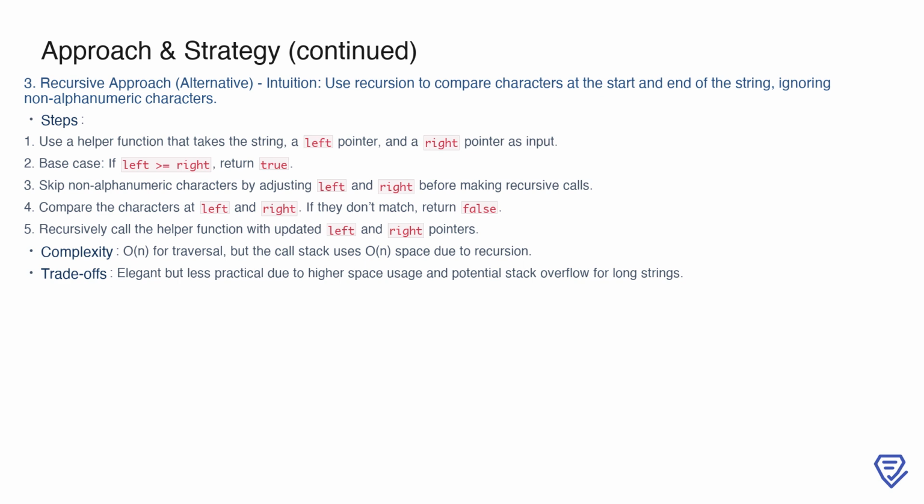Otherwise, we make a recursive call with updated pointers to continue the comparison. While this method provides a clean and elegant solution, it has significant trade-offs. Specifically, each recursive call adds to the call stack, leading to O(n) space complexity in addition to the O(n) time complexity for traversing the string.